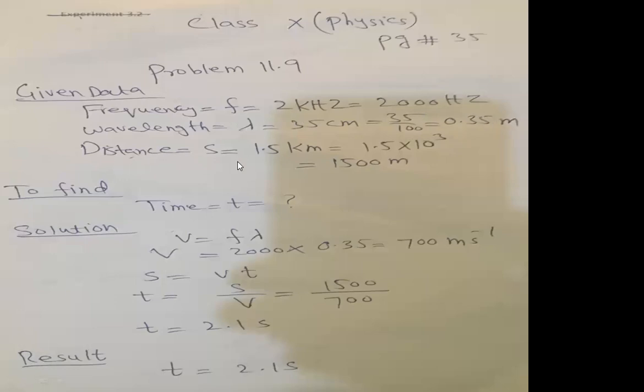The distance is also given to me, 1.5 kilometer, and again I need to convert this into meter, because the SI unit of distance is meter. So 1.5 multiplied by 1000, you will get 1500 meter as the distance.